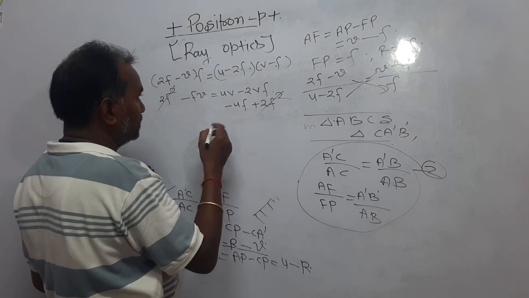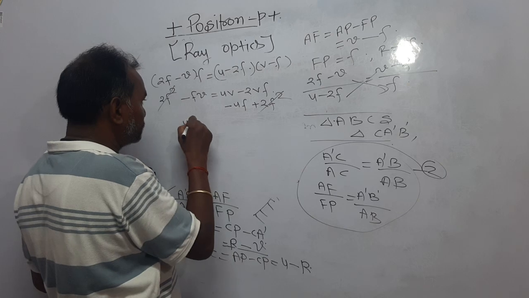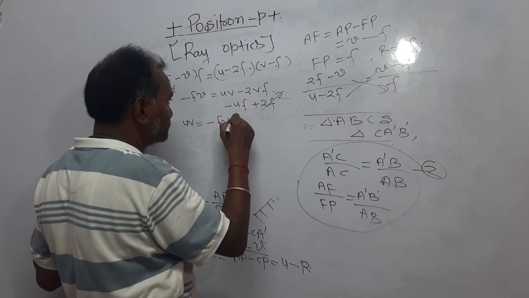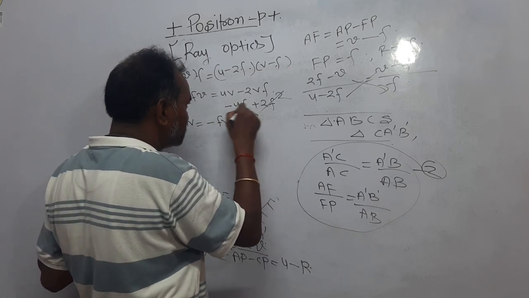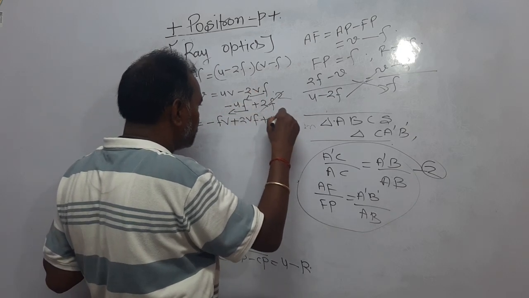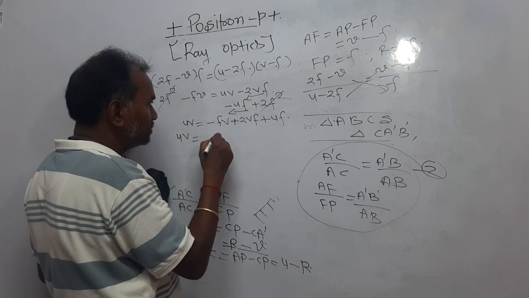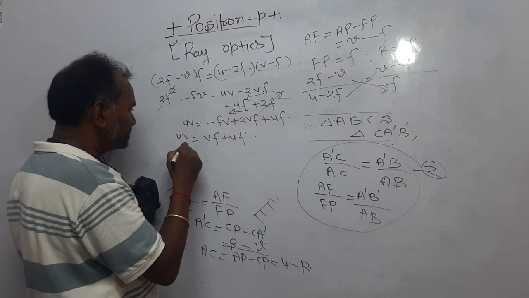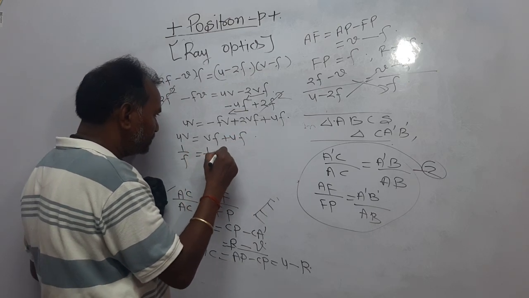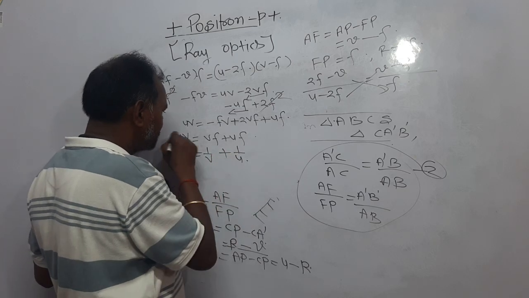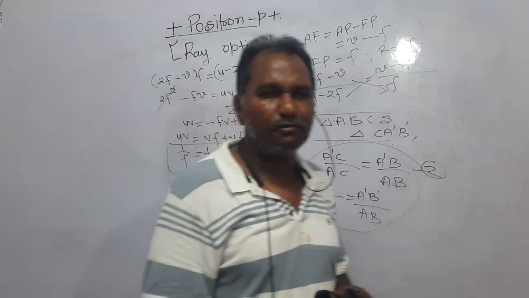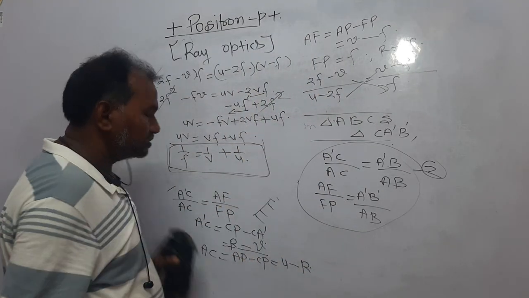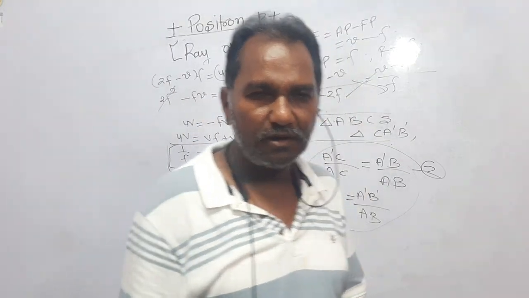Or you can write, this is actually UV equals to minus FV, bringing this to the left side plus 2VF, and this also to this side, this is plus UF. Now UV equal to VF plus UF, divide by UVF, this is 1 upon F is equal to 1 upon V plus 1 upon U. Dear student, ultimately you proved that 1 upon F is equal to 1 upon V plus 1 upon U.